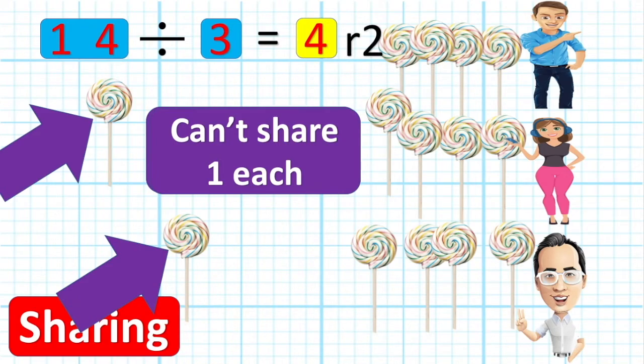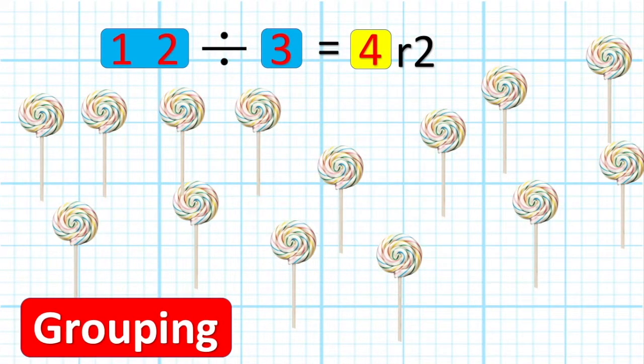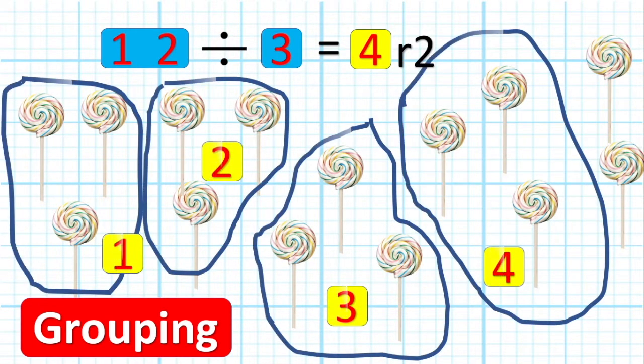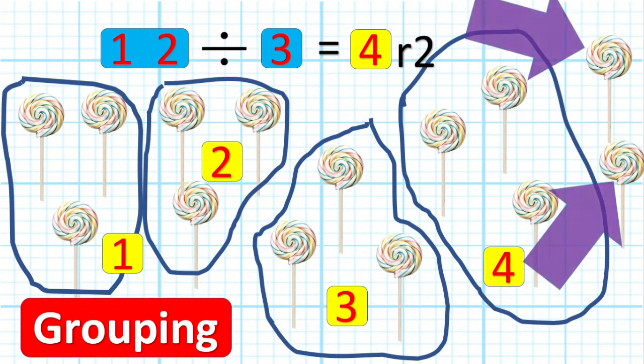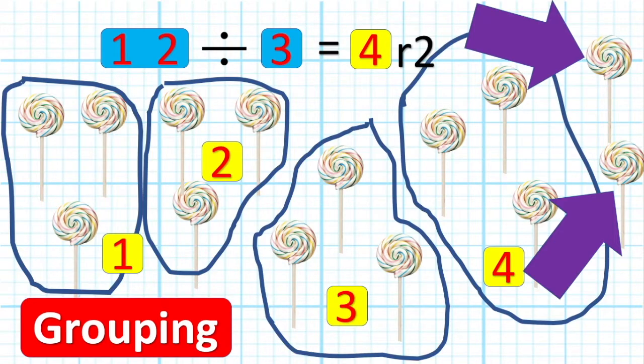If I try that with grouping, it would be the same thing. 3, 6, 9, 12, 4 even groups, and 2 left over. Okay, 2 remaining. Now that's pretty straightforward with small numbers. We can easily share our lollipops out. Might take a little while, but we can do it. And I can group because I know my times tables, okay?